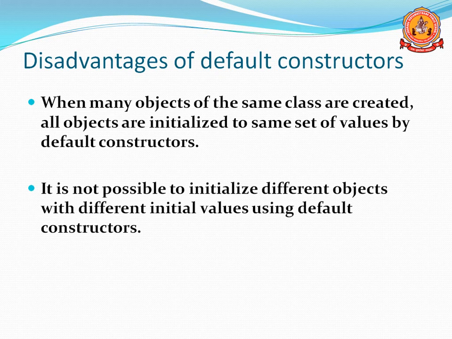But the default constructor has some disadvantages. When many objects of the same class are created, all objects are initialized with the same set of values by the default constructor. For example, if you declare 5 objects of the class, all 5 objects will have the same data. It is not possible to initialize different objects with different initial values using the default constructor.